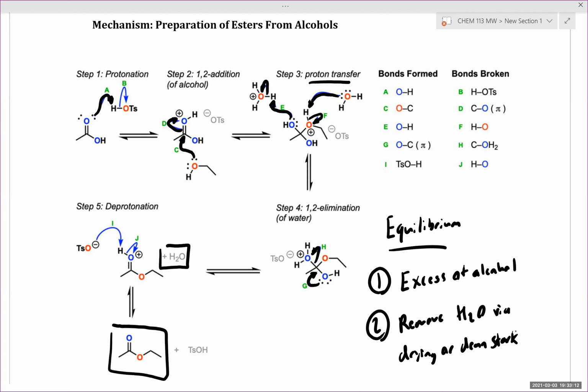Does this make sense to everyone? Does this mechanism make sense and how this equilibrium is forced to completion? By Le Chatelier's principle, if you use an excess of reactant, that drives the equilibrium towards the product. By the same notion, if we remove our byproduct water, that also drives the equilibrium towards the product and drives the reaction towards completion.